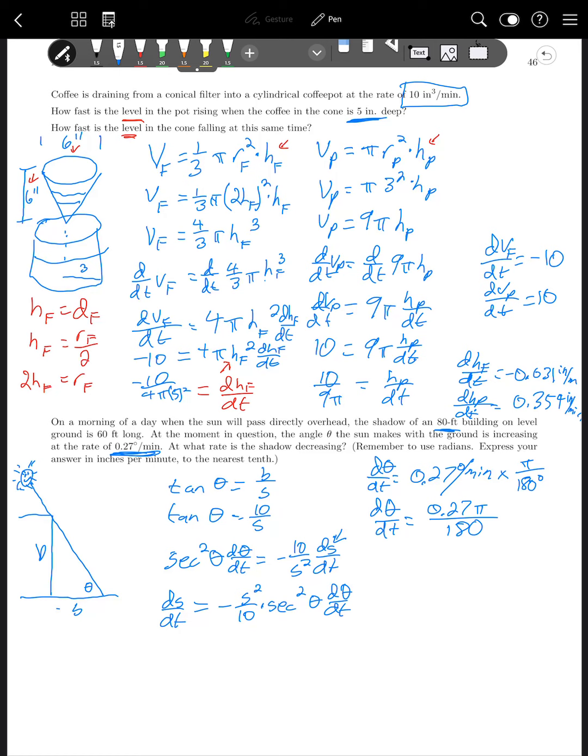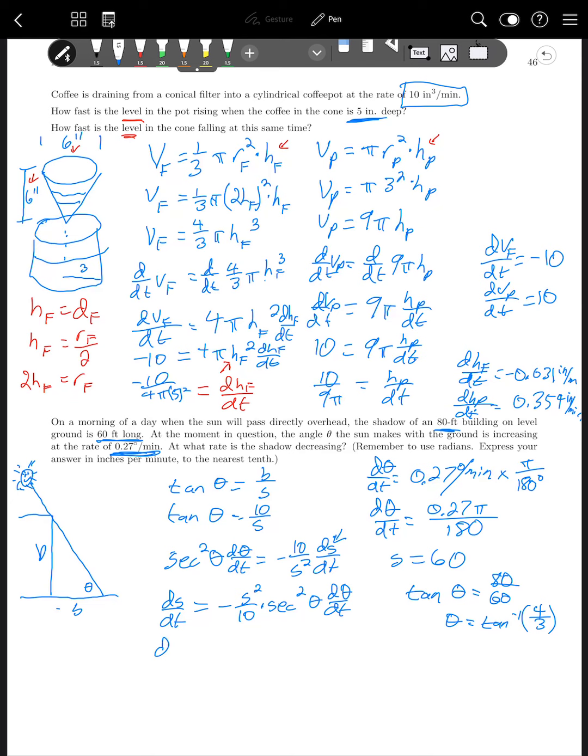Okay. The other thing we need to substitute in are theta and s squared. Well, s is 60, right? We know the shadow is 60 feet long at the moment we care about, so s is going to be 60. And then the other part is figuring out what theta is. Well, theta, we can use the tangent idea. So tangent of theta equals opposite over adjacent. Well, the building is 80 over 60, so theta equals inverse tangent, and then we can reduce 80 over 60 to 4/3. And now we can just substitute all that information into this formula and plug in our calculator.